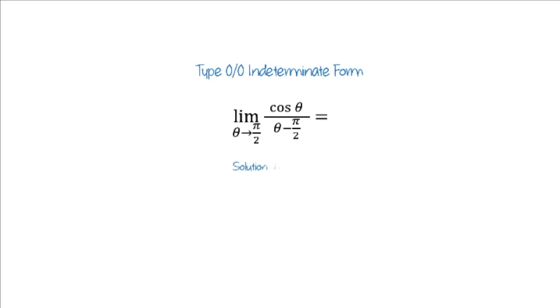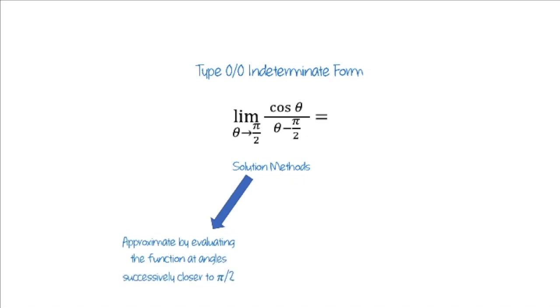There are two typical methods for computing the value of this limit. One option is to approximate by evaluating the function at angles successively closer to pi over 2. This method produces estimates, which may be very good, but it may take a lot of computation and sometimes these estimates are inaccurate. The alternative is a formal method called L'Hôpital's Rule, which I'll describe in detail.